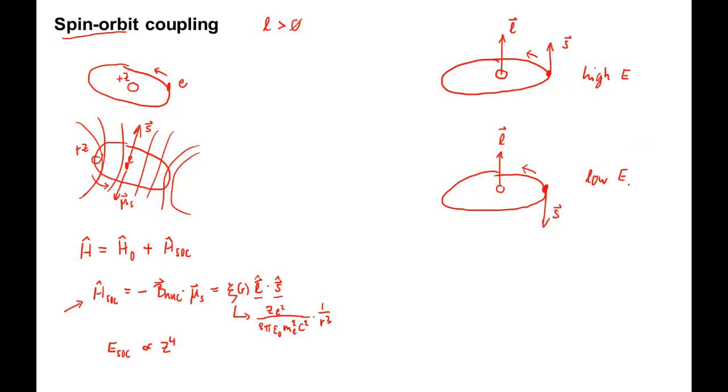In summary, we have looked at the spin-orbit coupling. It is an energetic contribution due to the interaction between the spin magnetic moment of the electron with the magnetic field it feels as a result of orbiting around the positively charged nucleus. The spin-orbit coupling goes with the fourth power of the nuclear charge.